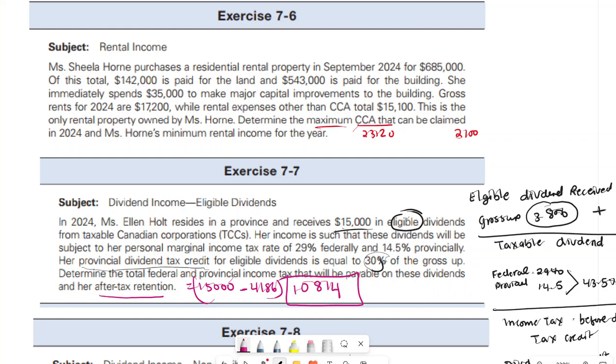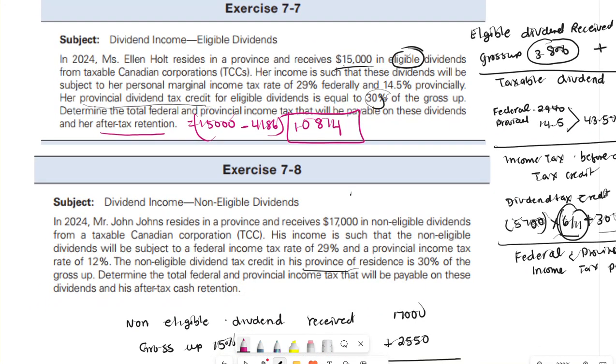Chapter 7 was rental income, and in that chapter we had an eligible dividend and a non-eligible dividend. So I am done with the chapter, with the homework.